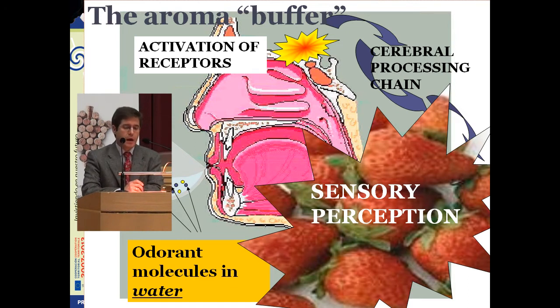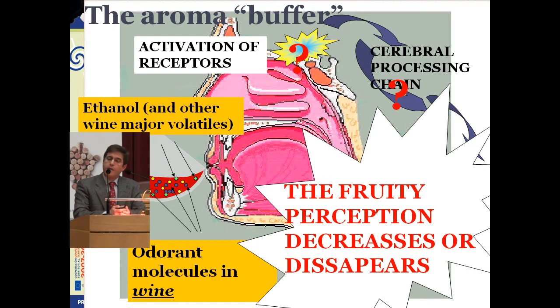And what's an aroma buffer? I will explain it in this way. If we put some strong aroma-smelling molecules in water, and we smell that solution, then the molecules reach our olfactory receptors, there is a reaction in the brain, and that finally ends with the sensory perception, in this case, of a strawberry. But if we put exactly the same aroma molecules in wine, then these molecules will be together with ethanol and the other wine major volatiles, and they will reach our receptors together with ethanol, and what will happen most of the time is that the sensory perception will have been absolutely destroyed.